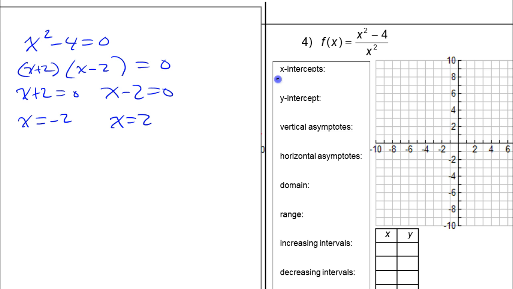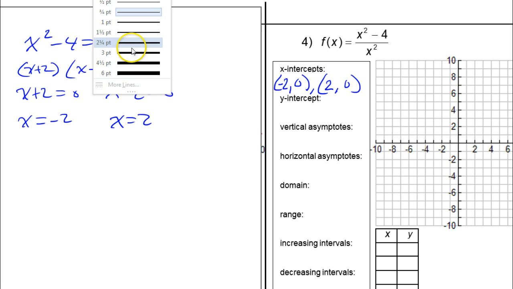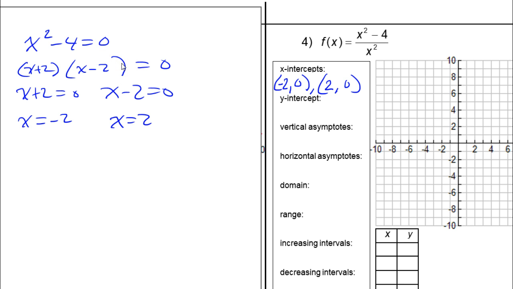Alright, my x-intercepts are always going to be something comma 0. So these are just the x values of my x-intercepts. So negative 2 comma 0 and positive 2 comma 0. These are the x-intercepts. And I might as well go ahead and graph those on my graph right now. Okay, so negative 2 comma 0, boom. And positive 2 comma 0, boom.